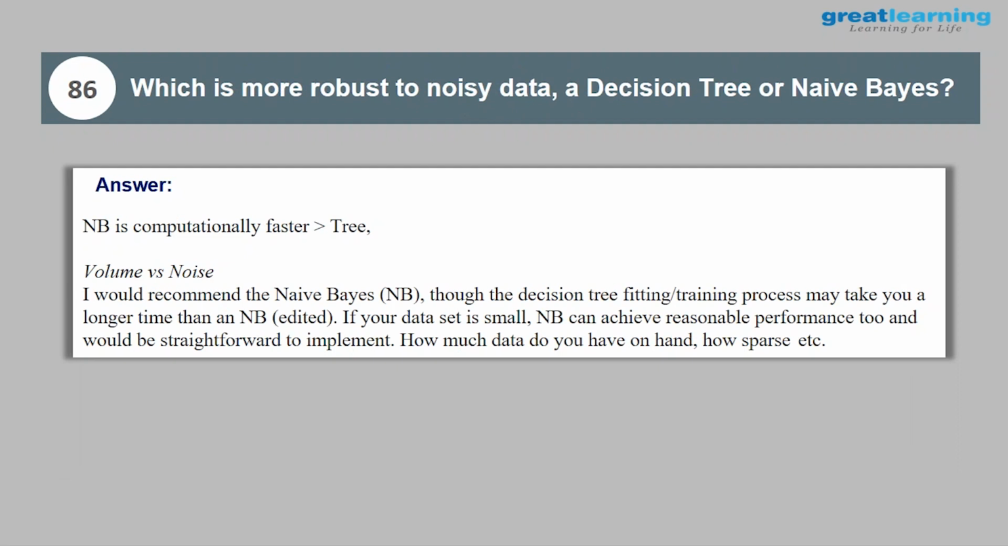Now let's have a look at which is more robust to noisy data, a decision tree or naive Bayes. Naive Bayes is computationally faster than a decision tree. Volume versus noise. I would recommend naive Bayes, since the decision tree fitting and training process may take you longer than naive Bayes. If your data is small, naive Bayes can achieve reasonable performance too and would be straightforward to implement. How much data do you have on hand, how sparse, etc.